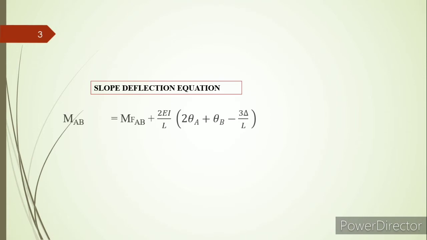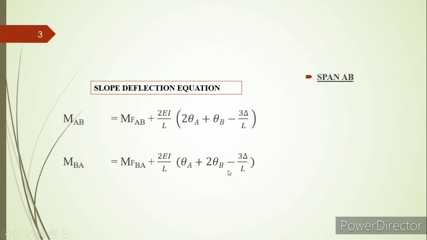Firstly, write down the general slope deflection equation. Along the span AB, MAB is equal to M of AB plus 2 EI by L into 2 theta A plus theta B minus 3 delta by L. Similarly, MBA is equal to M of BA plus 2 EI by L into theta A plus 2 theta B minus 3 delta by L. Then write down the given data.